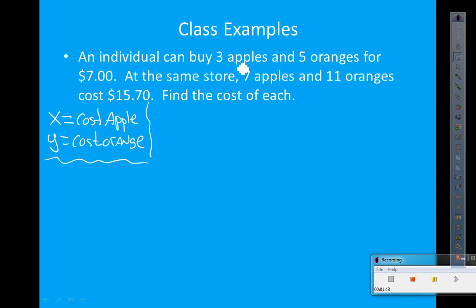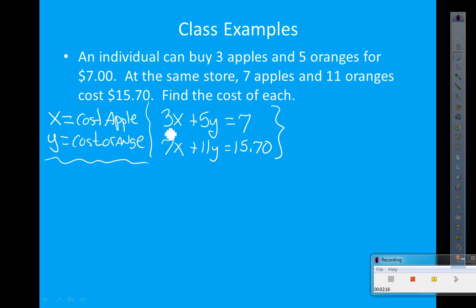Well, here goes. I can buy 3 apples and 5 oranges for $7. So it's going to look like this. 3X, that shows me the cost of 3 apples, plus 5Y, shows me the cost of 5 oranges. I know that is $7. I also know I could get 7 apples and 11 oranges for $15.70. Hey, now it's no longer a word problem. You do whatever you want to do to solve this, just like we did last time.